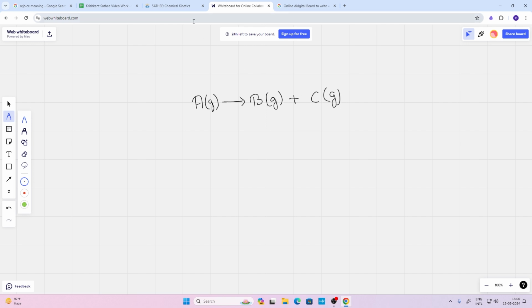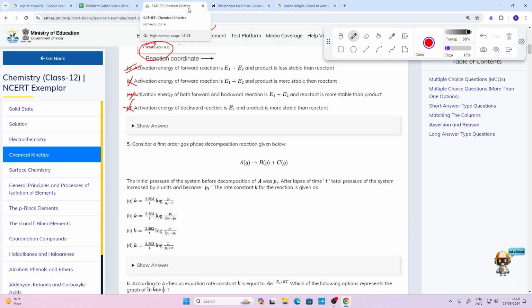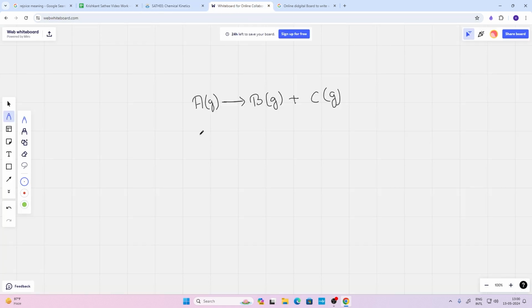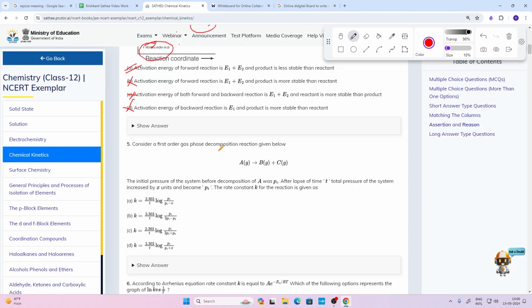And at initial time, only A will be present. So all the pressure that is exerted on the vessel will be due to our A only. So initial pressure is given as Pi. Suppose at time T is equals to 0, where we have only A. So the pressure will be equals to the pressure of A. This will be 0 and this will be of course 0.